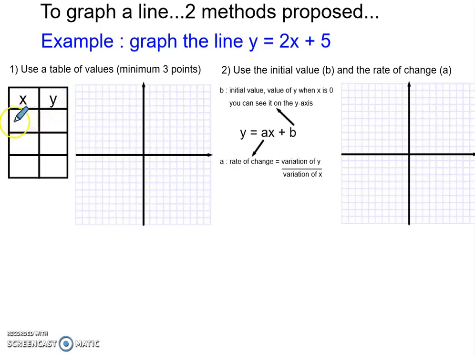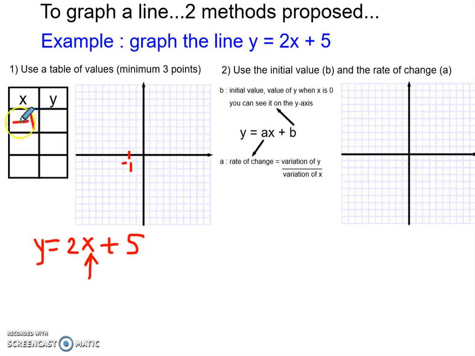So for example, I'm going to start with -1 for my x. You can choose whatever point you want for x, but try to go maybe one in the negative, one in the positive, and I'm going to put it on my graph too. This is -1. Okay, so how do you find the y value? You know y is equal to 2x plus 5.